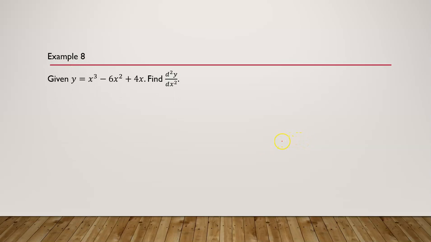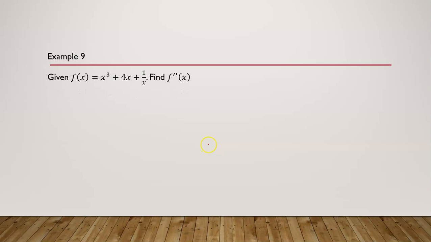Okay, let's look at the example. y equals to x cubed minus 6x squared plus 4x. Ada motor lalu, sorry ya. Find d square y over dx square. Differentiate one time and differentiate one more time. So it's easy. So you can find the punya d square y over dx square.